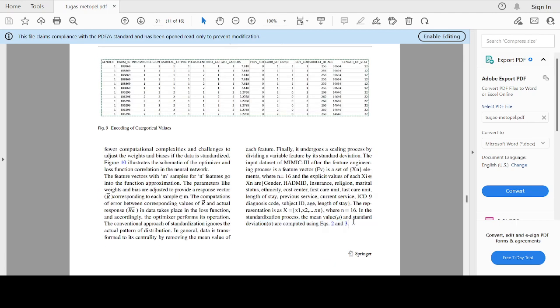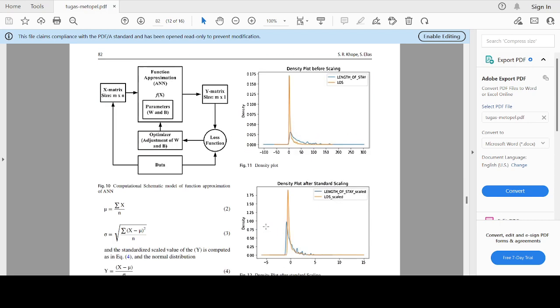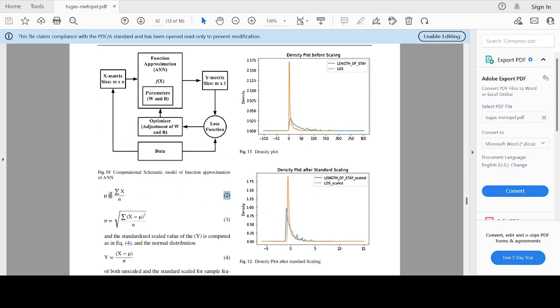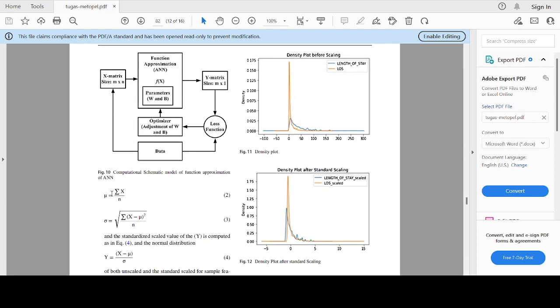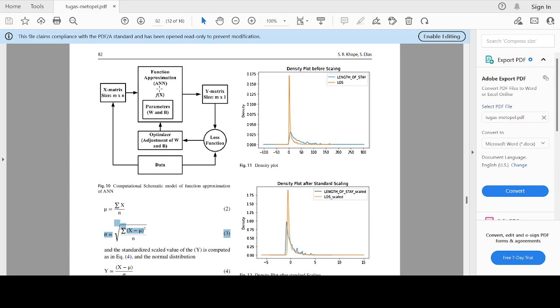In the standardization process, the mean value and the standard deviation are computed with these equations. Okay, so this is the calculation process of the standardization using the mean and standard deviation. This is the mathematical equation of standard deviation and mean value. This is the mean, and this is SD, standard deviation, if I'm not mistaken.